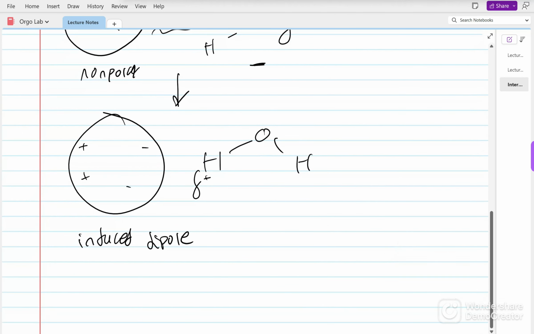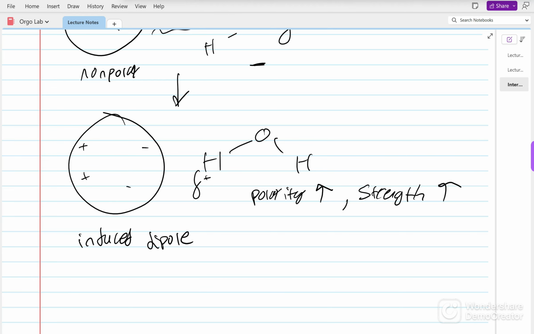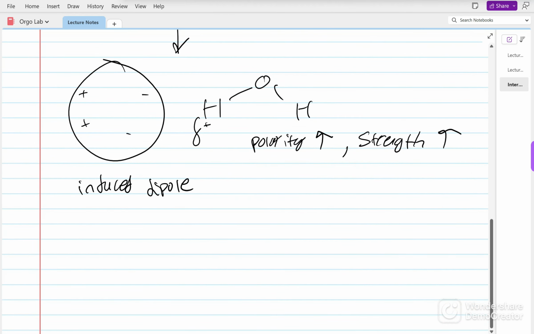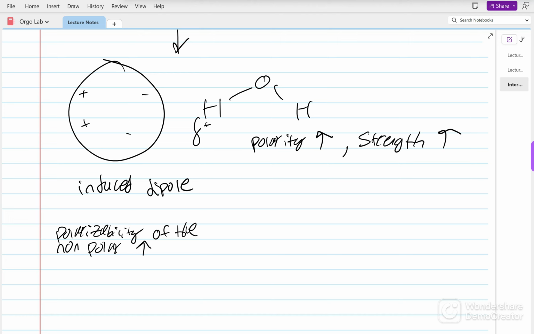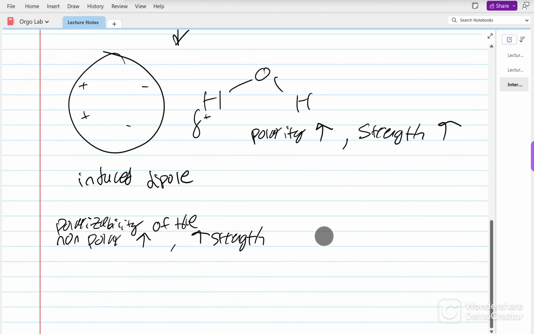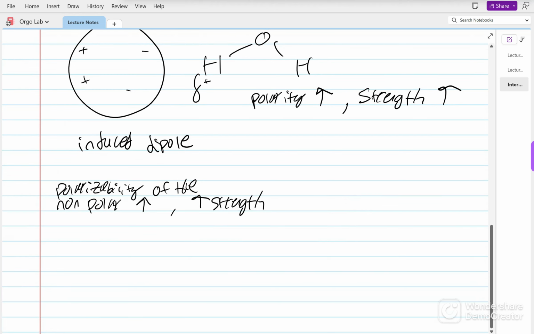In regards to strength, as the polarity increases, the strength will increase. And in contrast, as the polarizability of the nonpolar molecule increases, it will lead to a greater interaction strength. So the more polarizable the molecule is, the easier it's going to be to make, or the stronger the interaction is going to be.